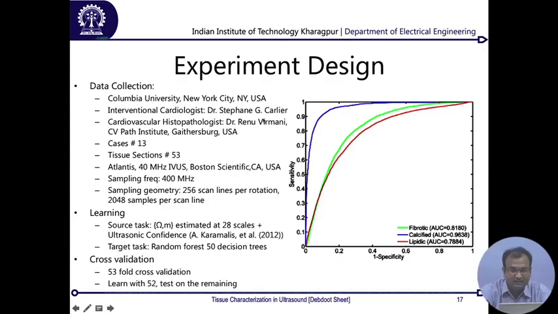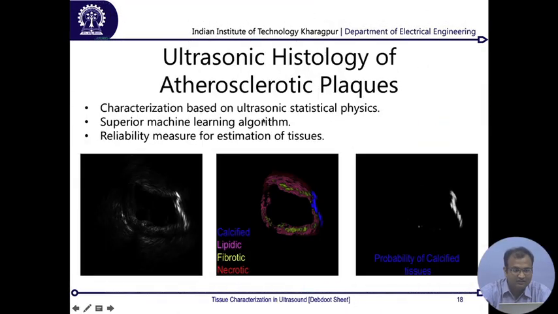With that, this is what we got. We have a method which is quite good at characterizing tissue. On the right hand side, you see relative probability changes. This is the probability of finding calcified tissue, and this is the probability of finding fibrotic tissue. If you look here, in the region where you had calcified tissue, there is no fibrotic tissue co-located at all, which is biologically quite relevant and correlated.